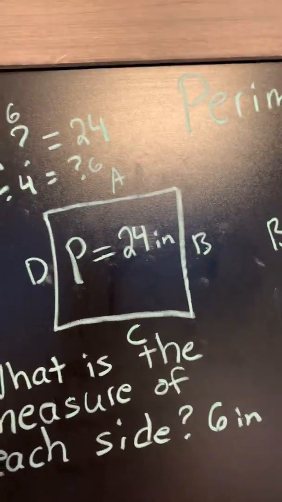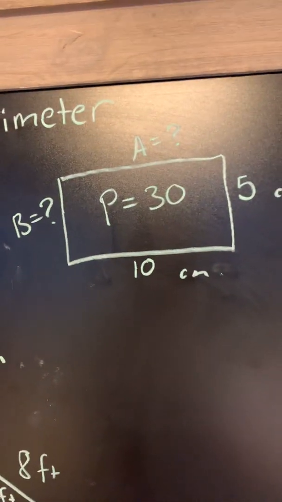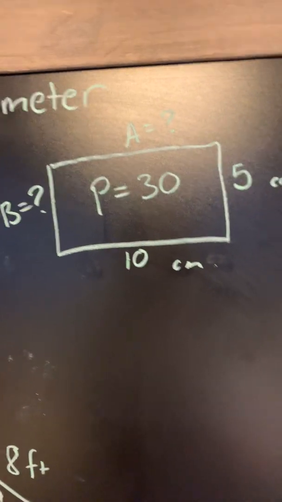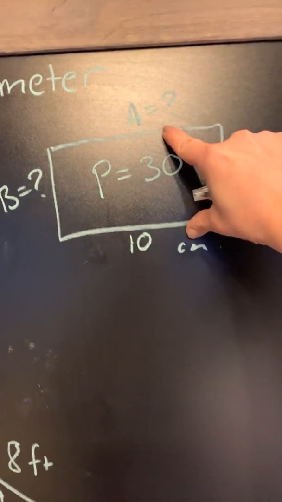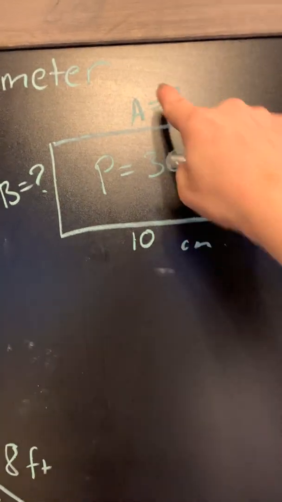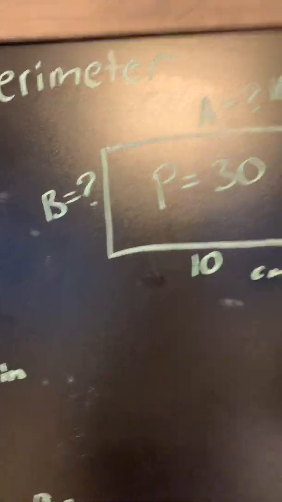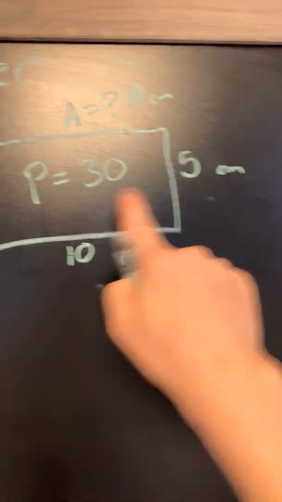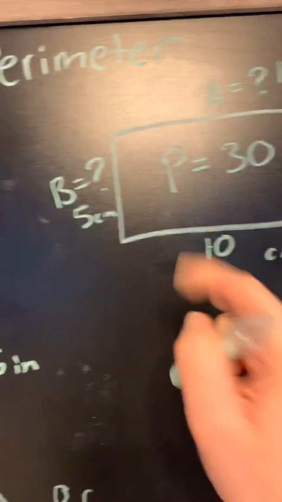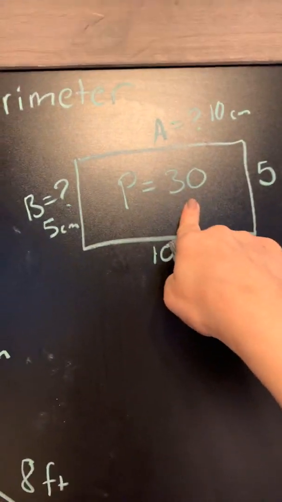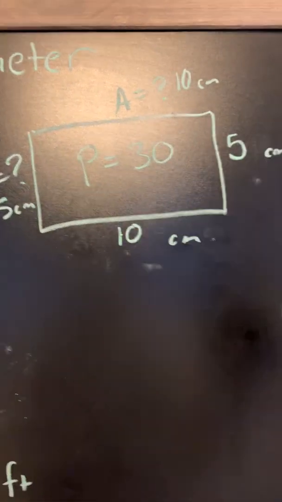Sorry, there's a bad glare. Okay, this one is a what shape? Rectangle, good. And what do we know about rectangles? The parallel sides are the same. So if this is 10, what is this going to be? 10 centimeters also. If this is 5, what is this going to be? 5 centimeters also. And I already told you the perimeter is 30. So if we count 10, 20, 25, 30.